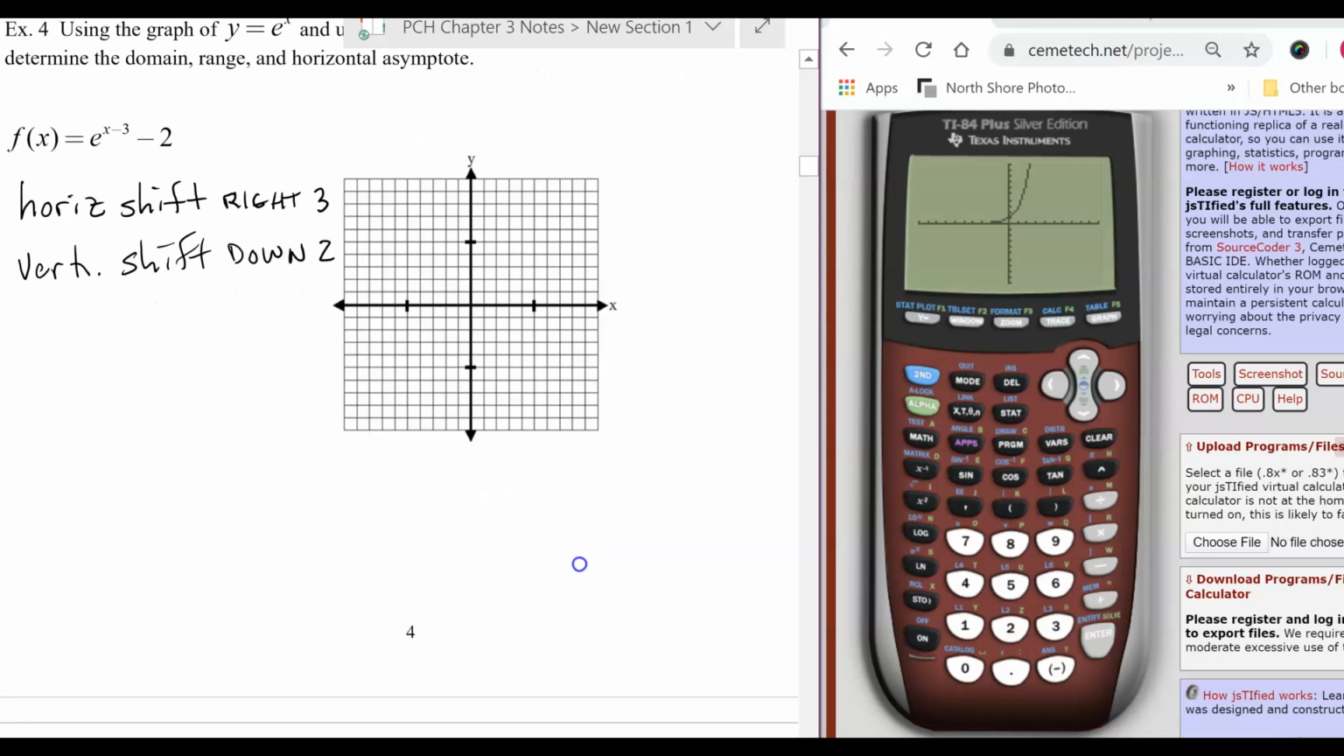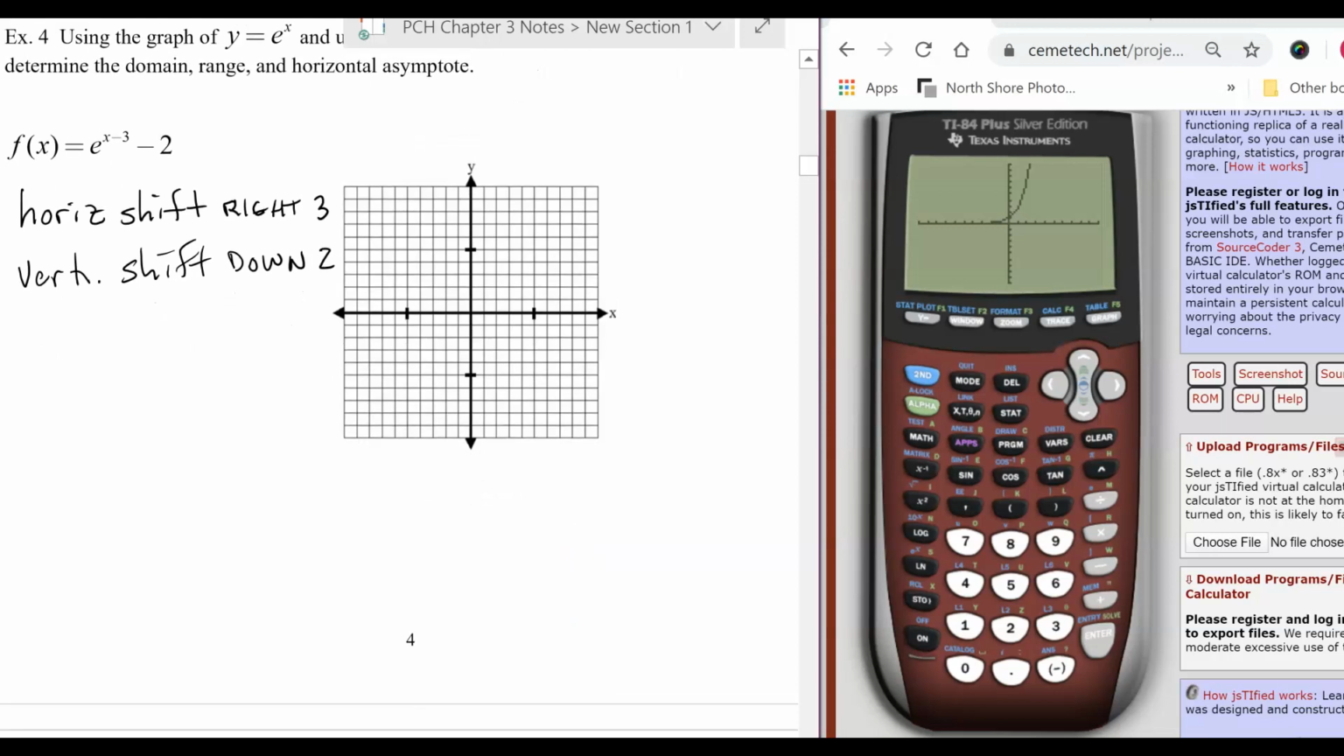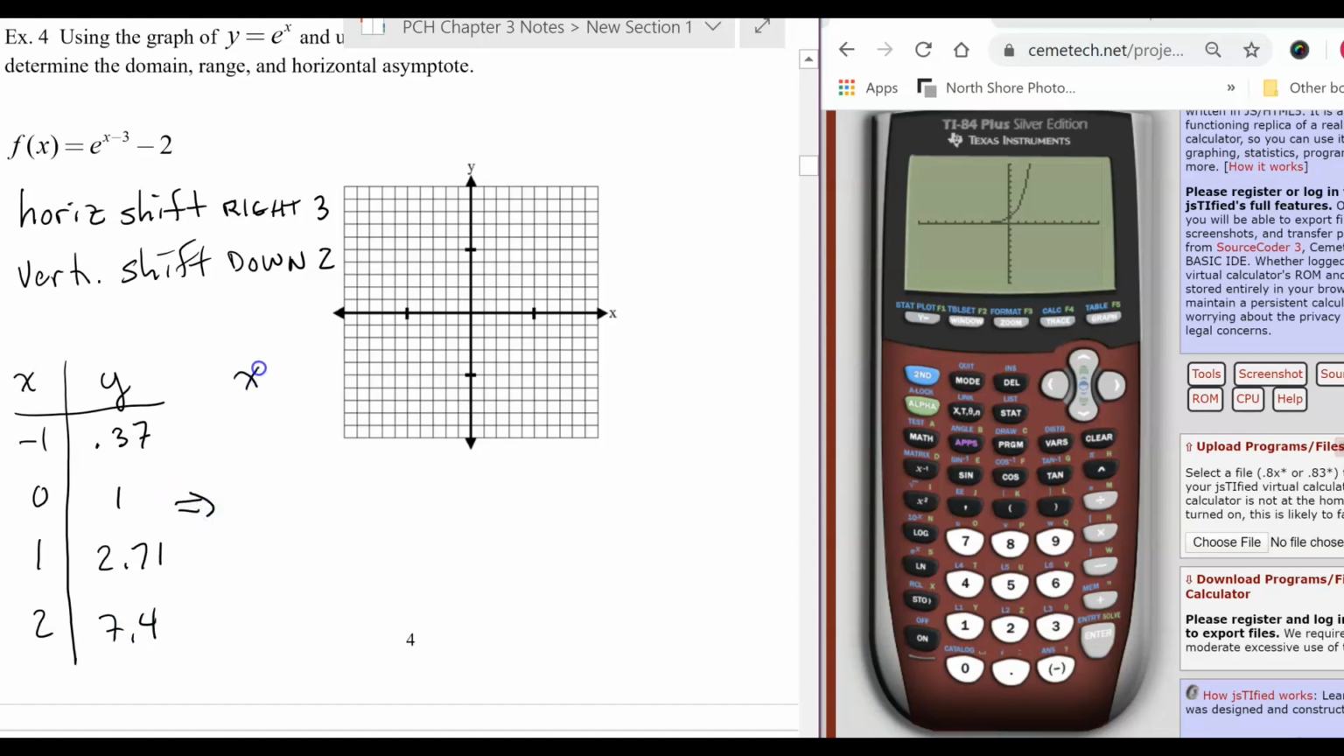So basically what we're going to do is we're going to take all of our values from our previous chart. So let's go ahead and put that back in here. So we have x and y from when we graphed y equals e to the x, and we just had -1, 0, 1, and we'll stop at 2. And we had 0.37, 1, 2.71, and 7.4. So now what we're going to do is we're going to shift all of these values.